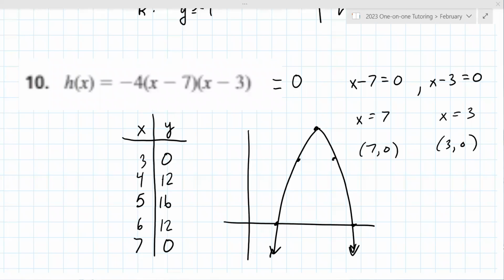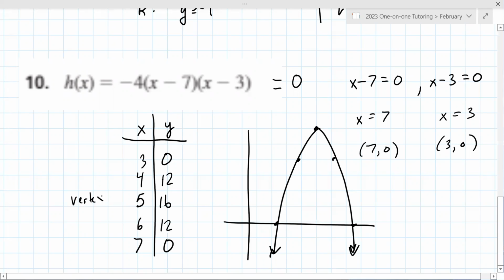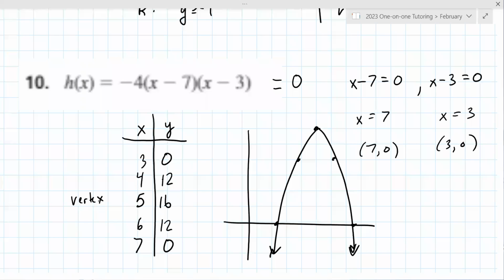Okay. So then the vertex would be 5, 16. The domain is always all real numbers. And range is y is less than or equal to 16. Good. Missing x-intercepts and axis of symmetry. Maybe. Oh, maybe, yep. You already said those, but let me write those down. So the axis of symmetry is x equals 5.